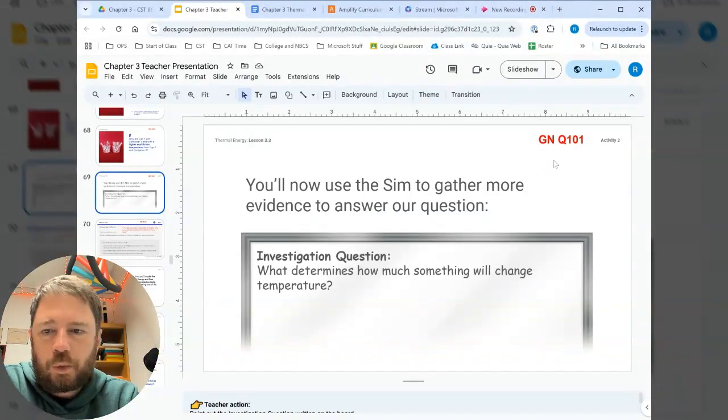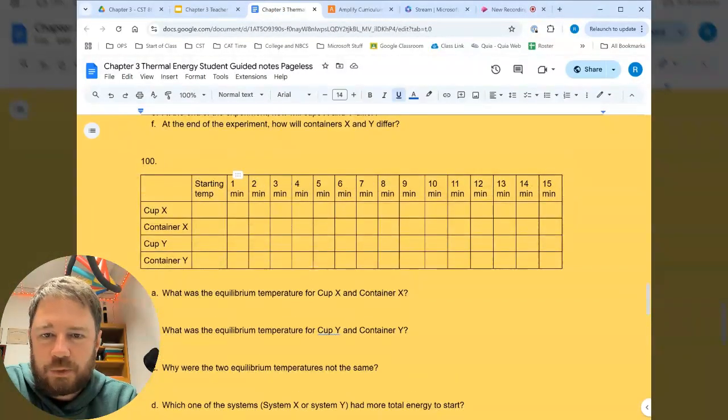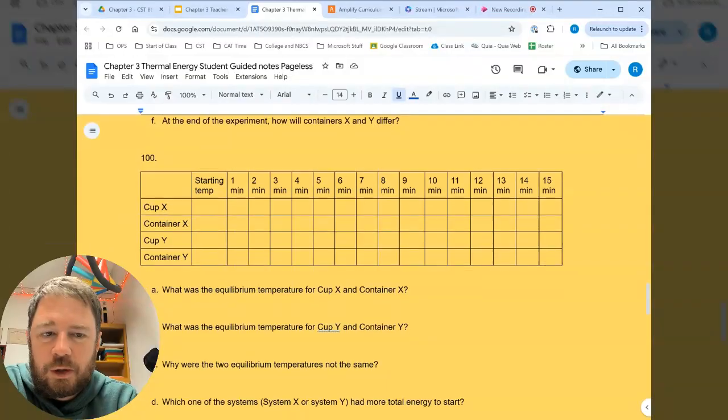All right, we're on question 101. So we should have just finished up doing this experiment with the cups and containers, watching as the cups dropped in temperature and the containers increased in temperature until they reached equilibrium.